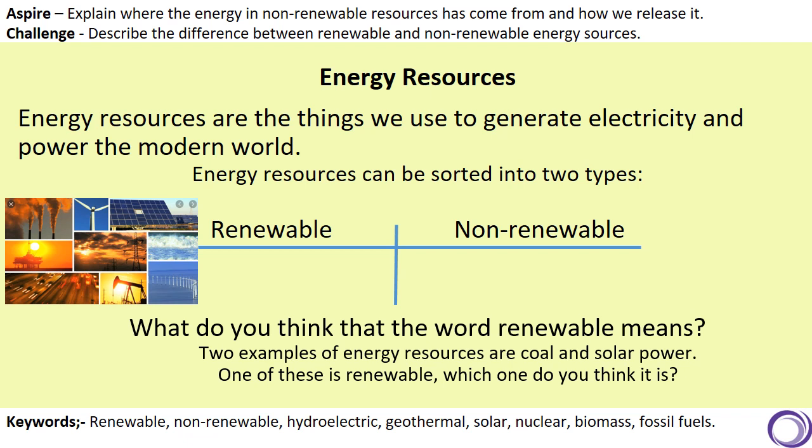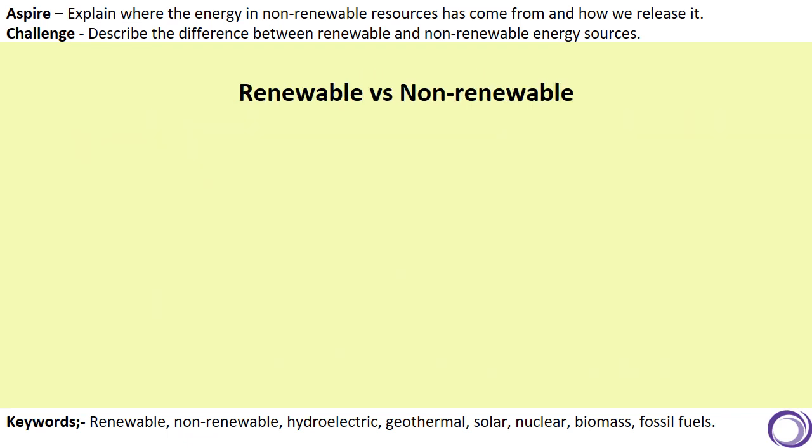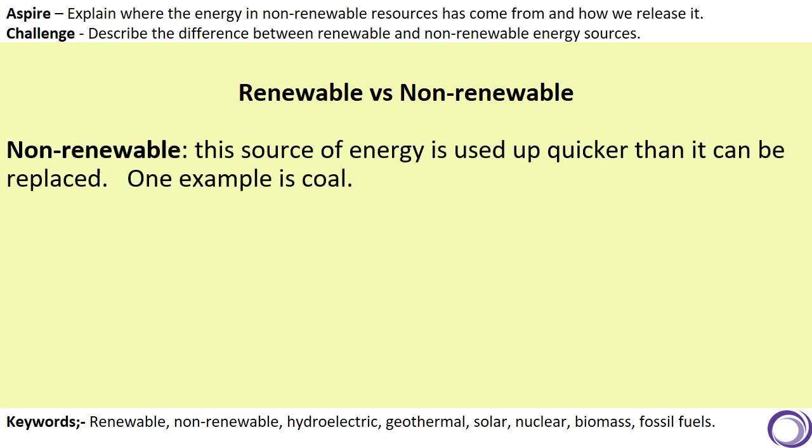Okay, so solar power we'd say is renewable, and coal we'd say is non-renewable. So a non-renewable energy resource like coal is one that we use up quicker than it can be replaced. So coal is taking a very, very long time to form under the ground, and we'll explain later in the lesson how it does form.